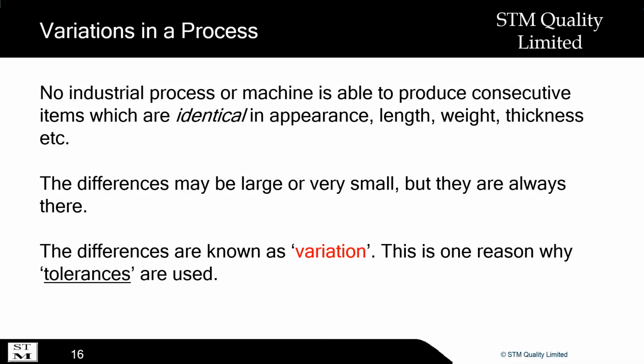No industrial process or machine is able to produce consecutive items which are identical in appearance, length, weight, thickness, etc. The differences may be large or very small, but they are always there. The differences are known as variation. This is one reason why tolerances are used.